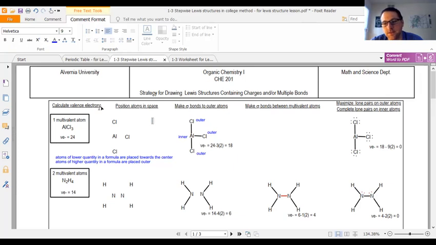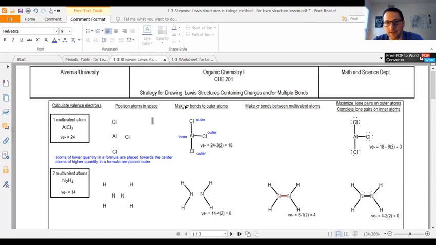And this is the process, reading from left to right, almost like you would a newspaper. Calculate the valence electrons first. If you want to do the contemporary method, calculate the valence electrons first, then position the atoms in space, putting the outer atoms peripheral, the atoms of higher abundance, at the edge, and the atom of lower abundance, there's only 1 aluminum, in the center, right?